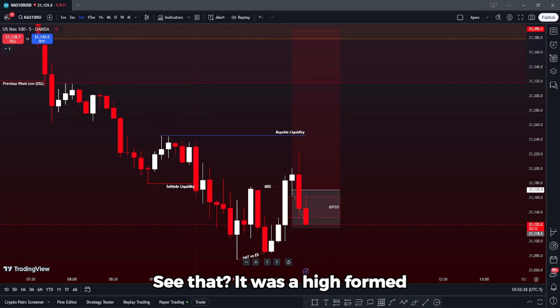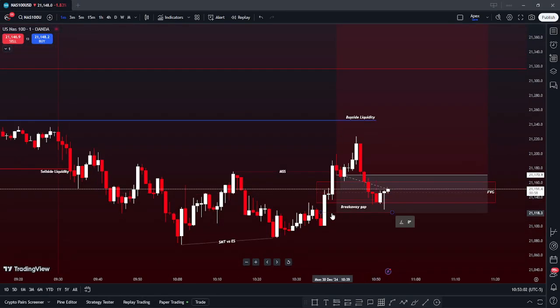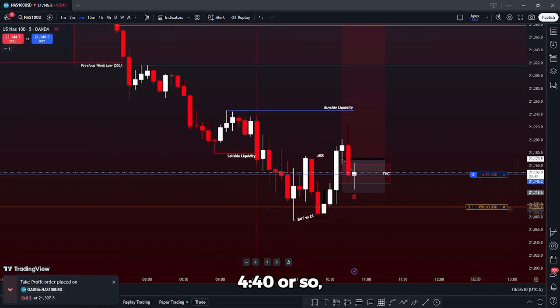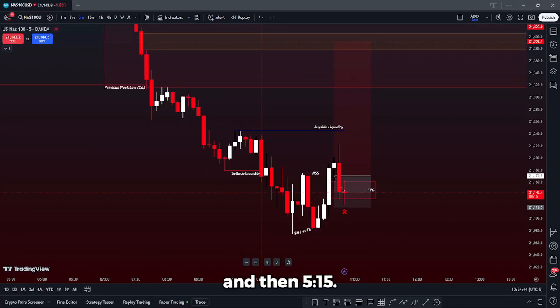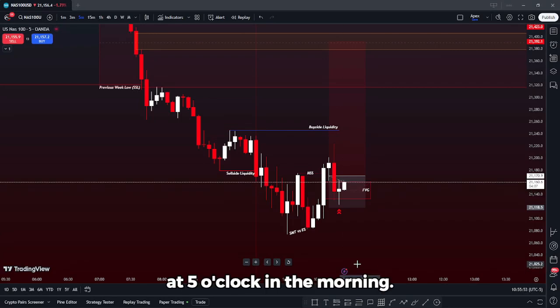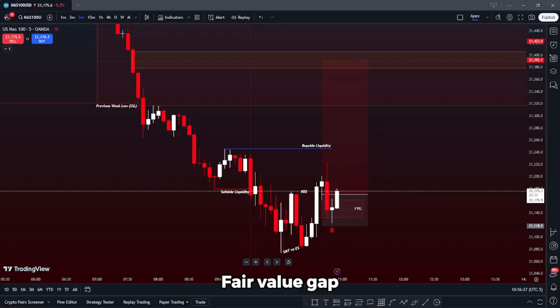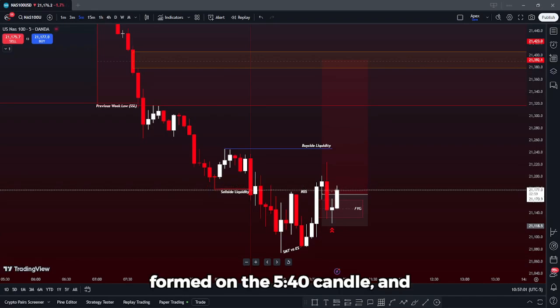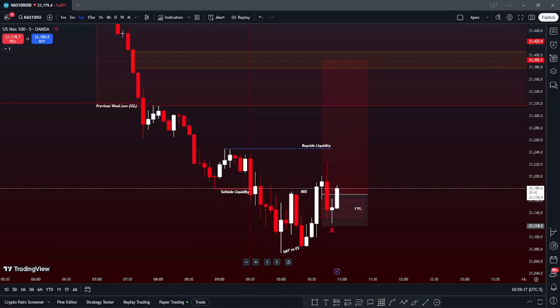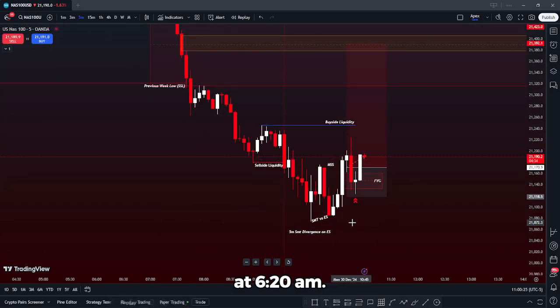See that? It was a high formed at 3:45 a.m. Then a higher high formed at 4:40 or so, and then 5:15. Then the market broke a short-term low at 5 o'clock in the morning. A fair value gap formed on the 5:40 candle, and then the market traded down. And notice it did not take out the short-term low at 4:10, but then ran up above the short-term high at 6:20 a.m.